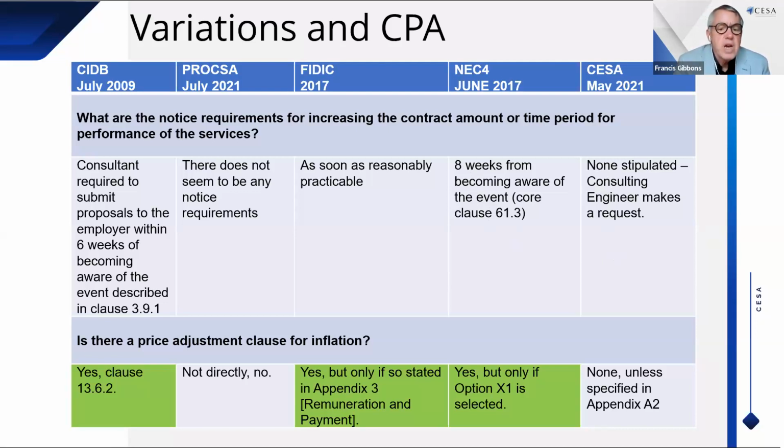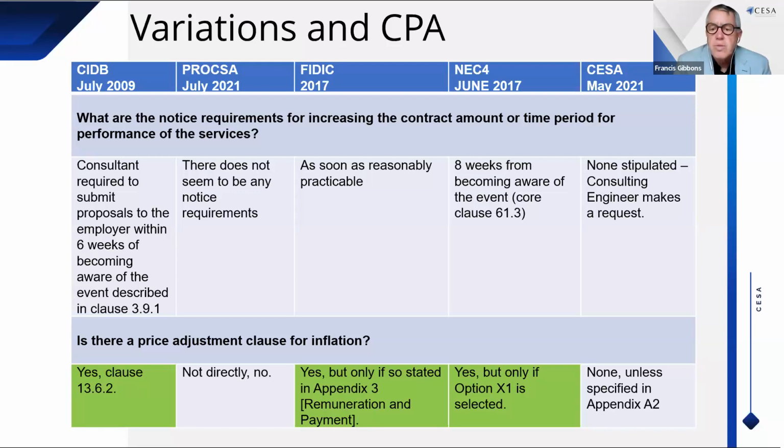Then, is there a price adjustment clause for inflation? So yes, there is one under CIDB, yes under FIDIC, yes under NEC3 if option X1 is selected, sorry, under NEC4. And coming back to the FIDIC, only if so stated in Appendix 3, the remuneration and payment appendix. And under CESA, none unless specified in Appendix 8.2, and under PROXA, nothing.